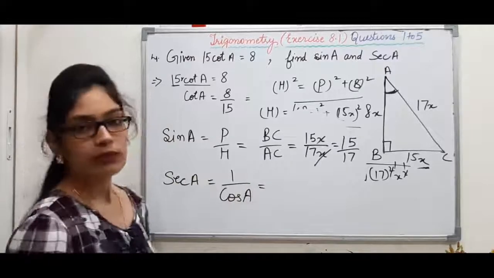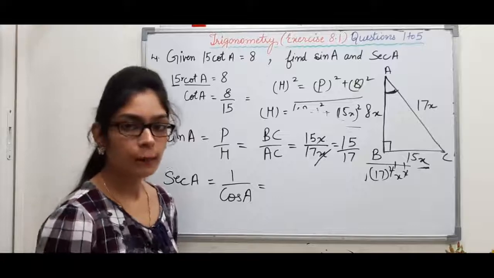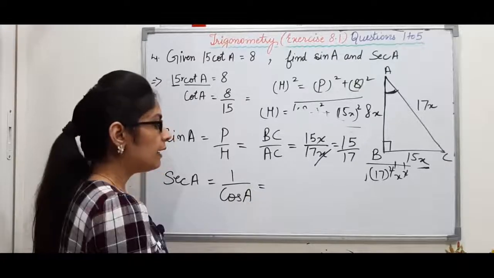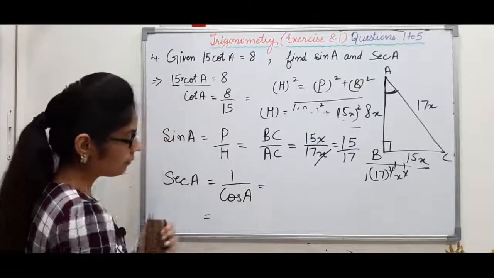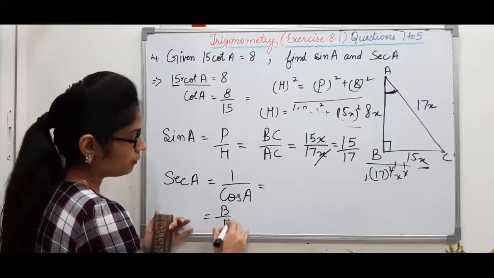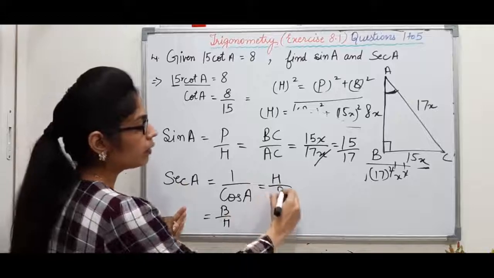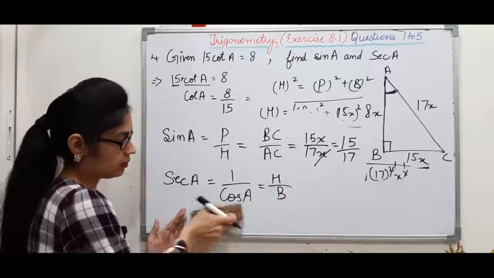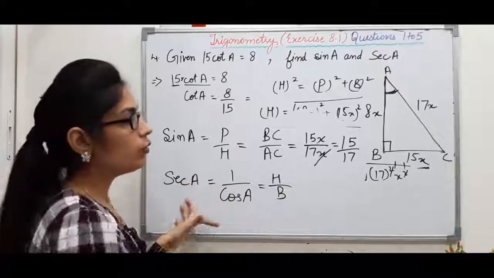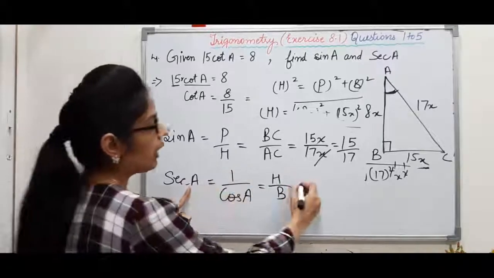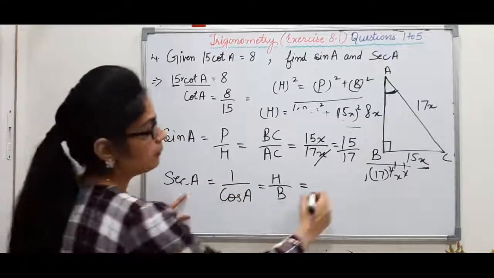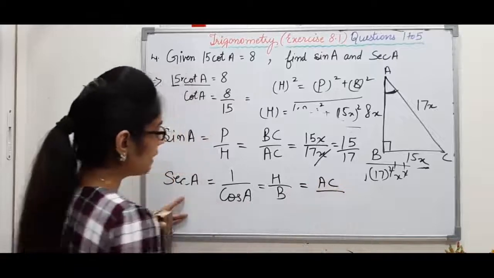Reciprocal means you have to interchange the denominator and numerator. Cos theta is base upon hypotenuse, so since secant is a reciprocal, it will be hypotenuse upon base. With respect to angle A you have to see now. The hypotenuse will always remain the same, so it will be AC. Base you have to see.